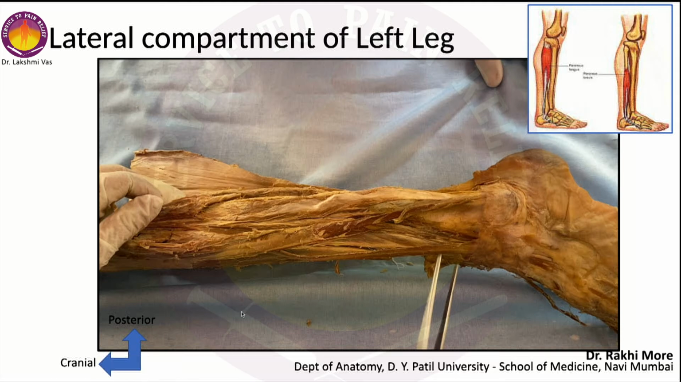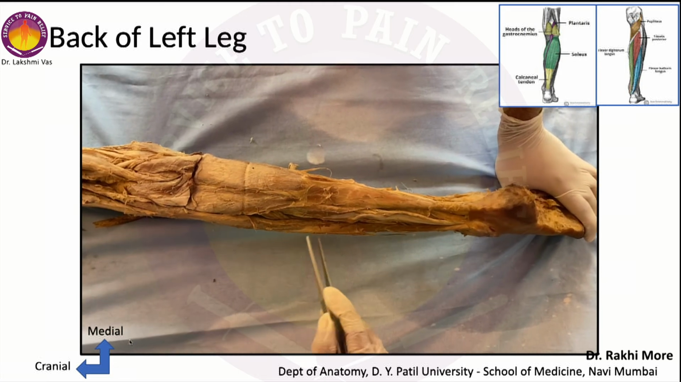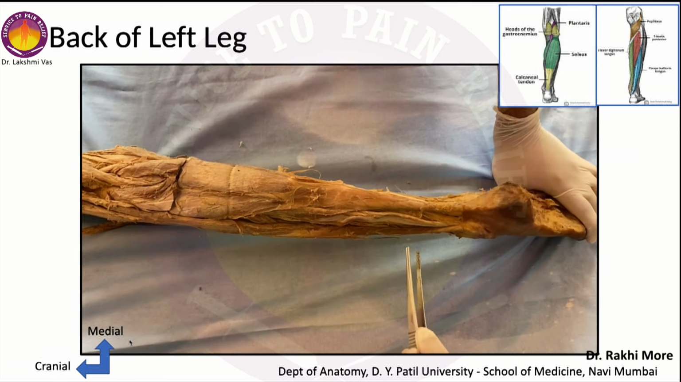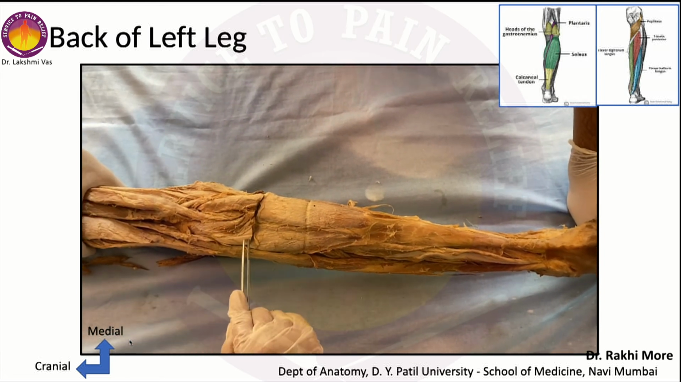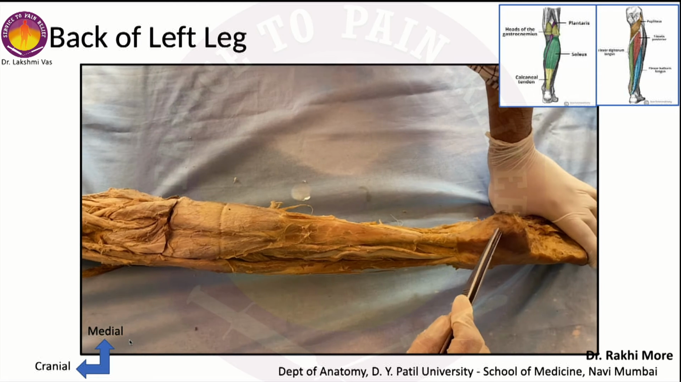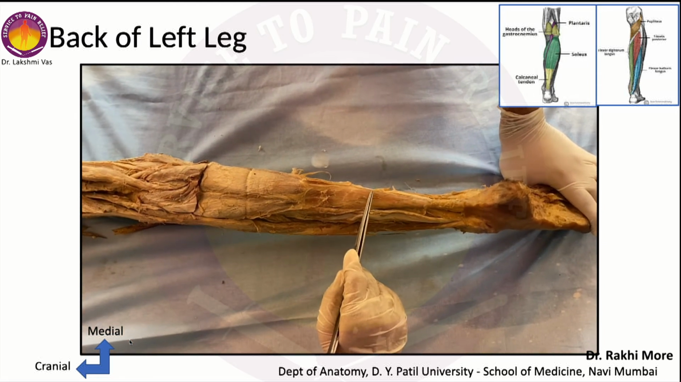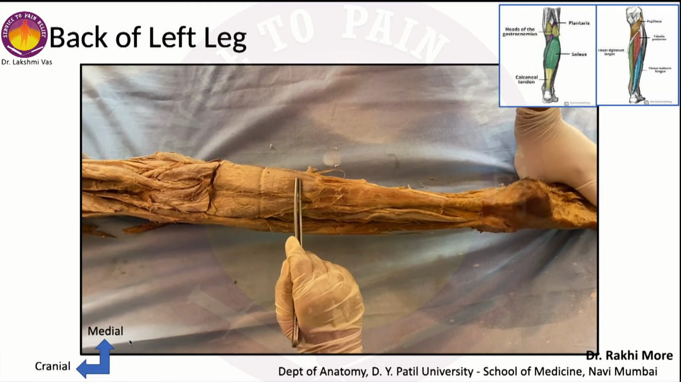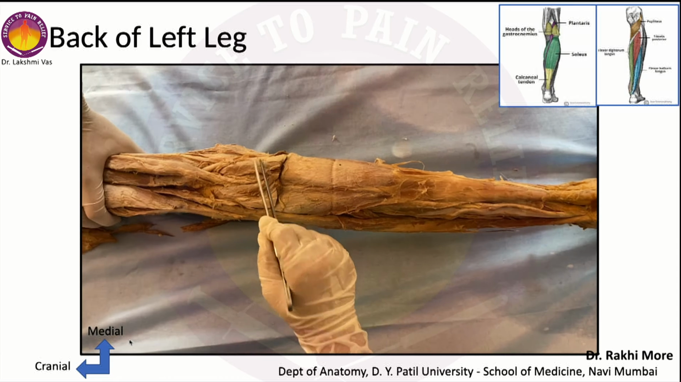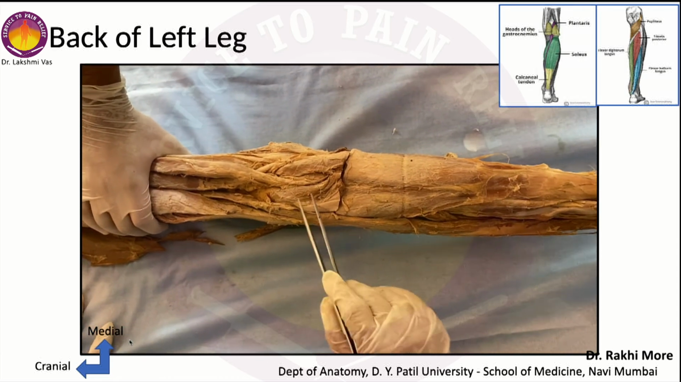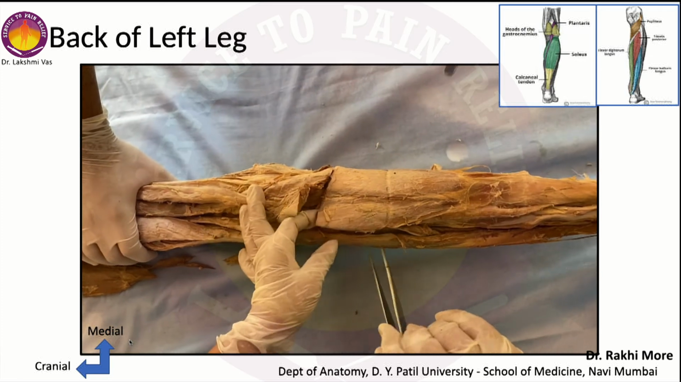Next we see the posterior compartment of the leg. In this video we are going to see the muscles of the posterior compartment of the leg. This is the superior aspect, that is the popliteal fossa, and this is the inferior aspect, that is the heel of the leg. Now the most superficial muscle which we see over here is the gastrocnemius. As you can see, the gastrocnemius takes origin from 2 heads. This is the medial head and this is the lateral head. Now the gastrocnemius is cut over here. We reflect the gastrocnemius.